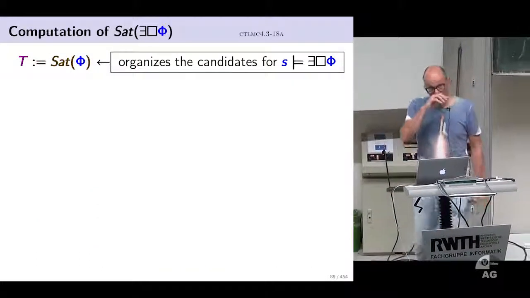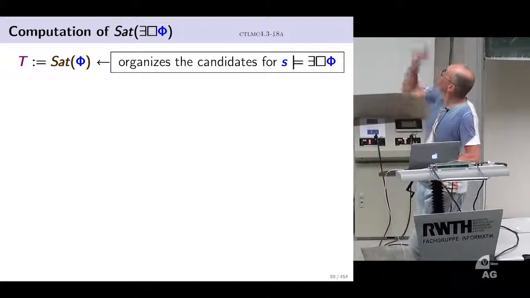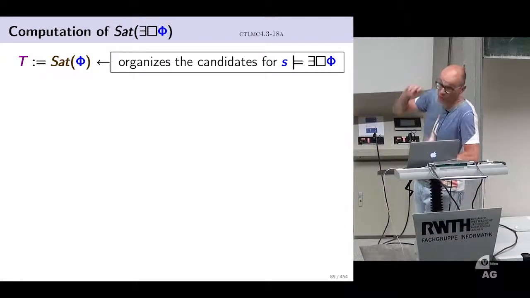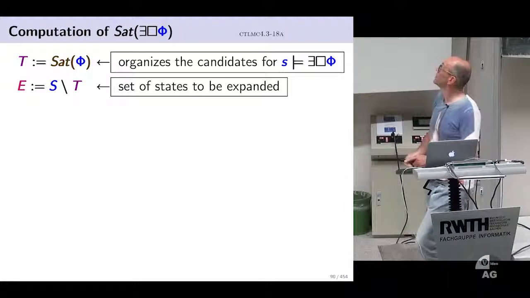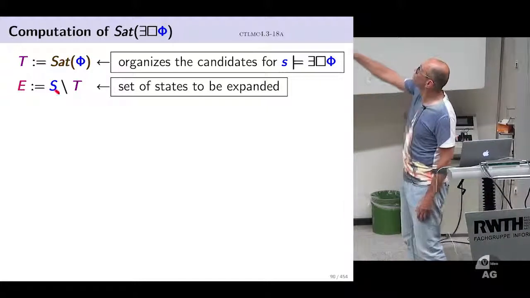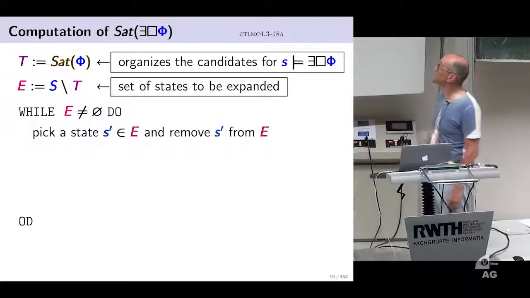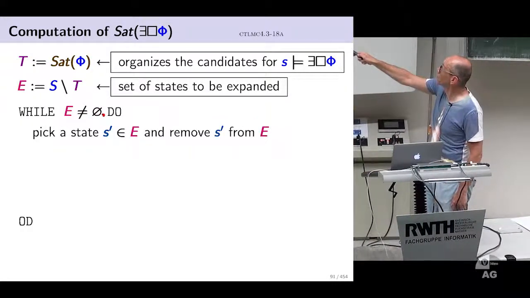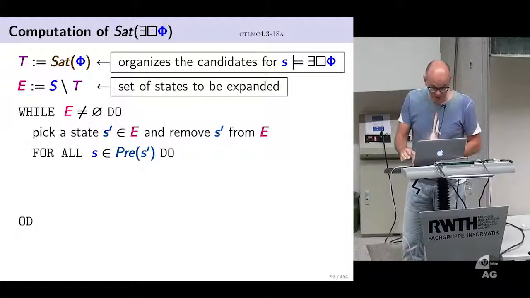Good. So how are we going to compute this efficiently? We start with the candidate satisfying phi, which was our first over-approximation. Then we need all the states that can still be expanded. Well, what are the states that need to be expanded? They're all the states that are currently not in T. As long as there are states that are not yet considered, pick a state and remove it from the set of states to be considered.